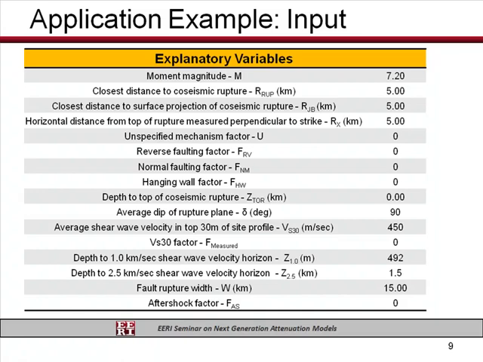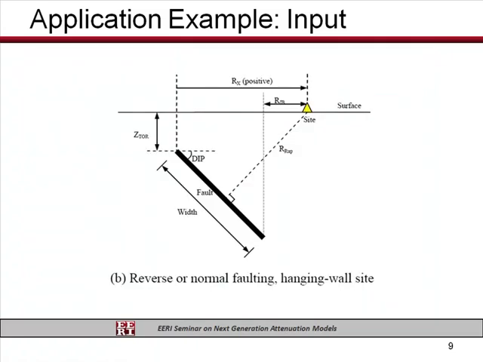For the rupture distance, we have basically 3 different parameters. R rup, which is the closest distance from the site to the coseismic rupture. RJB, which is the closest distance from the site to the surface projection of the rupture. And Rx, which is the horizontal distance from the site to the top of the rupture measured perpendicular to strike. Now, if these seem confusing to you, let's look at simple diagrams that will help us understand them better.